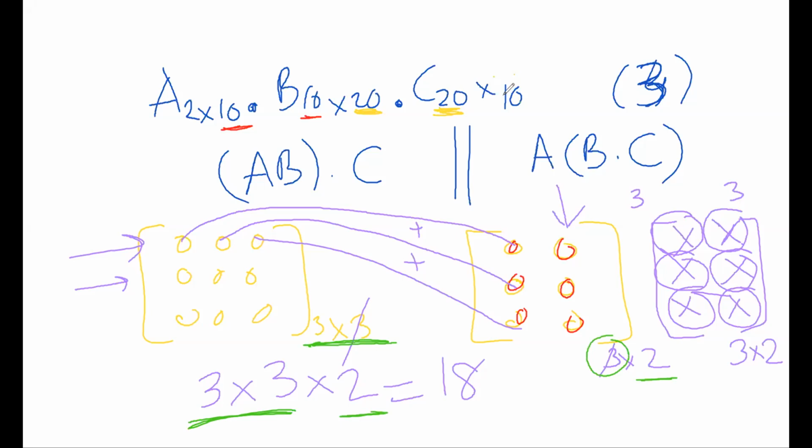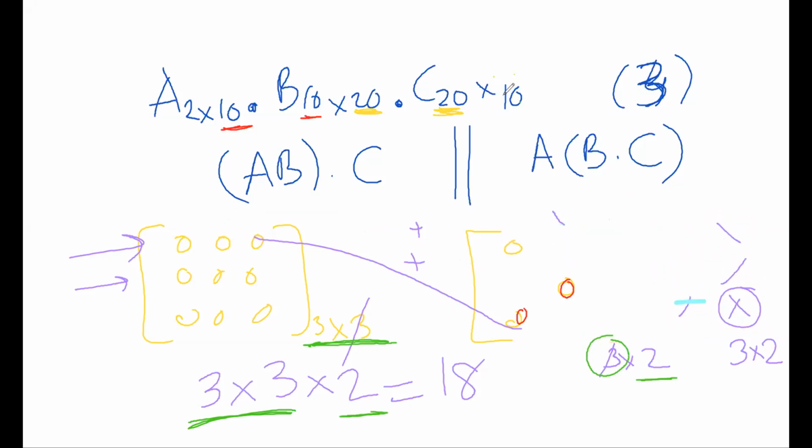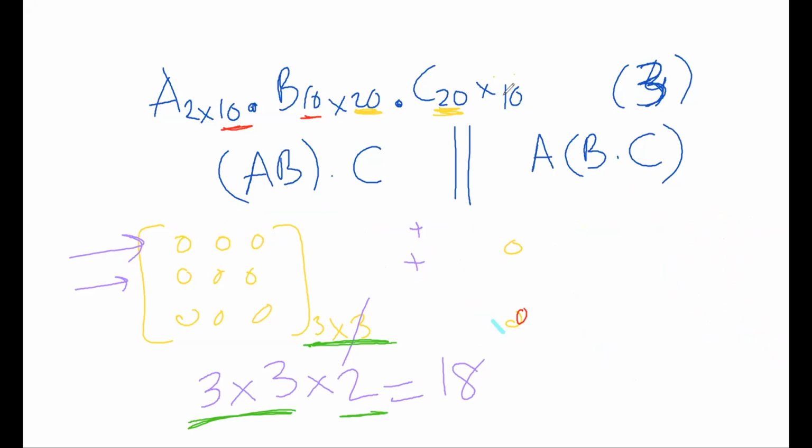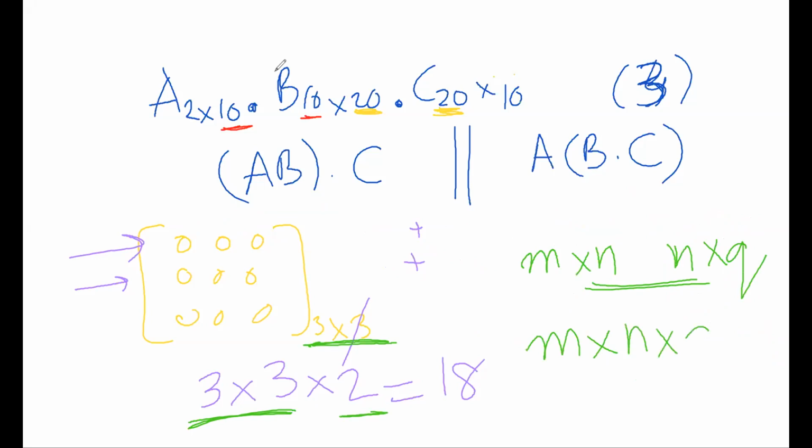So if the first matrix is of order m into n, and the second one is n into q, this n is common, so the number of multiplications required is m into n into q.